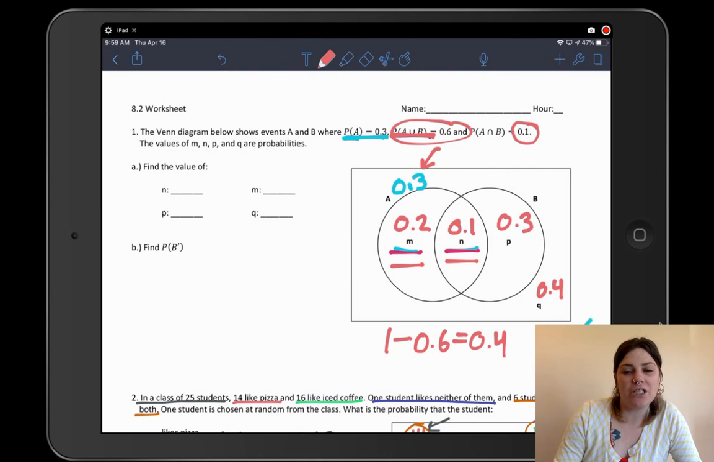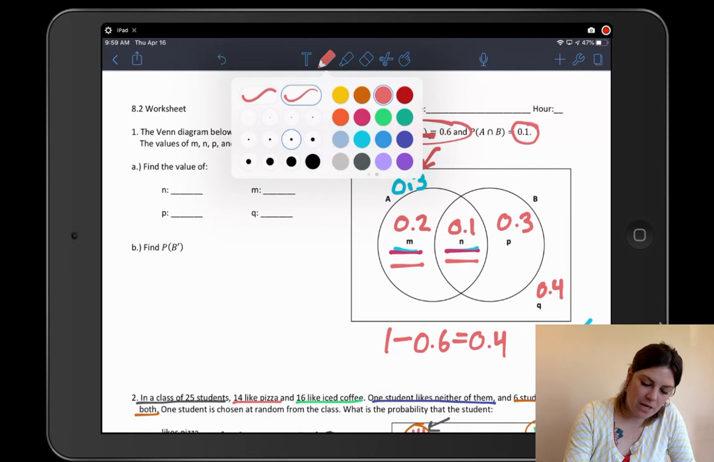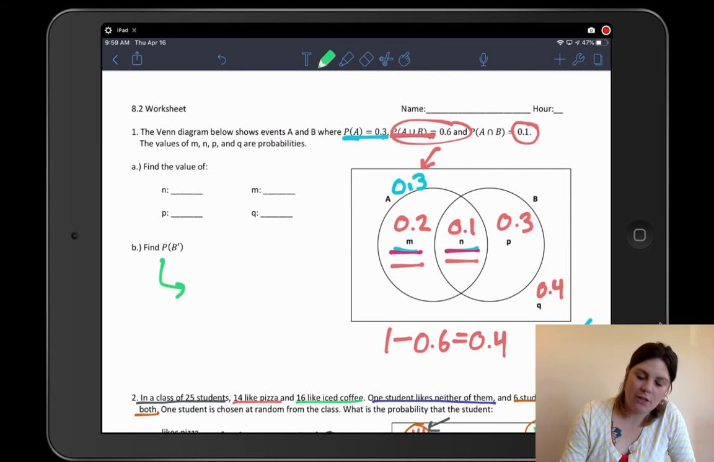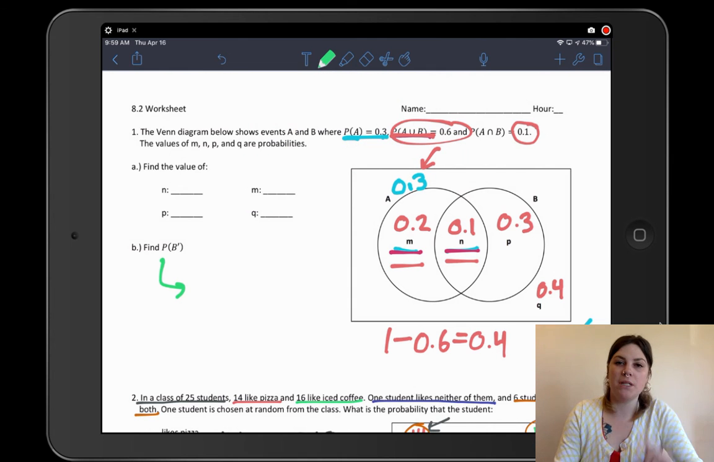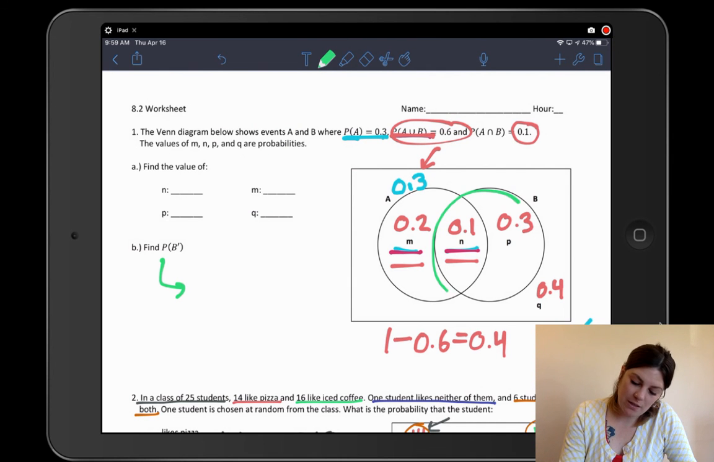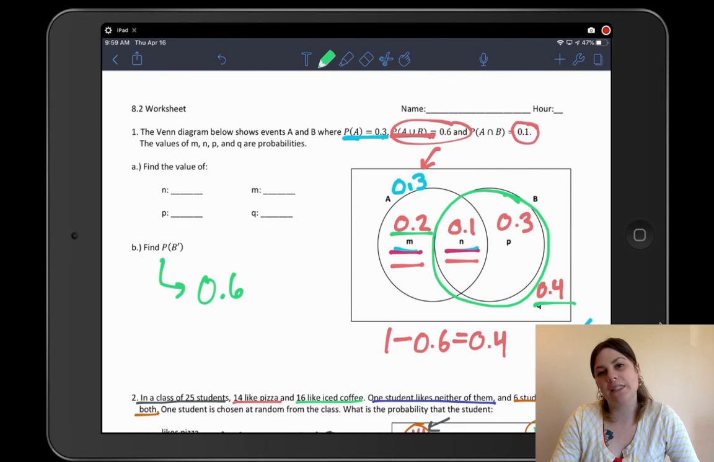Okay, so that should answer your question pretty easily, but we can look at B prime also. What is the probability of B prime? So remember, the prime means everything that's not in B. So if this is B right here, then everything that's not in B would be the 0.2 and the 0.4, and so we would get 0.6.